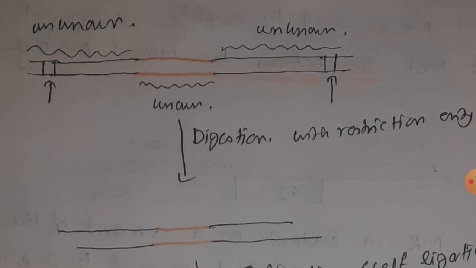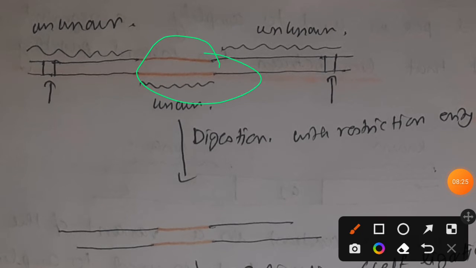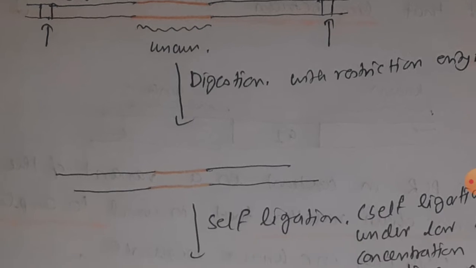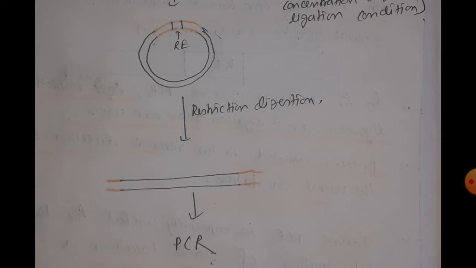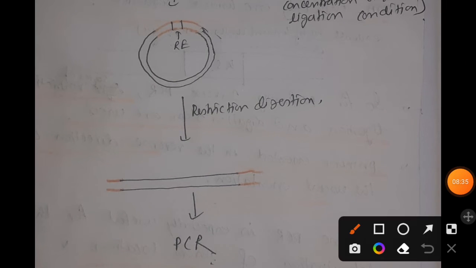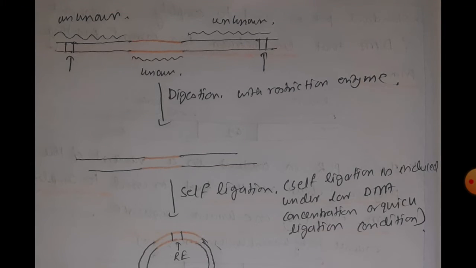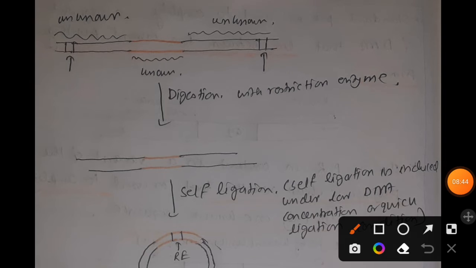I hope you can understand why the name is inverse PCR, because initially the known sequence was in between. So for performing the PCR, we are inversing the position of the known sequence. Okay, so again try to recapitulate that.